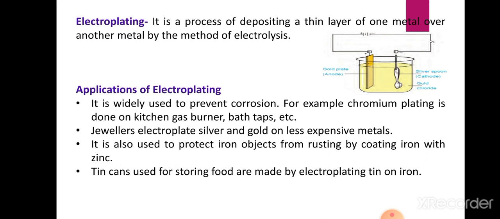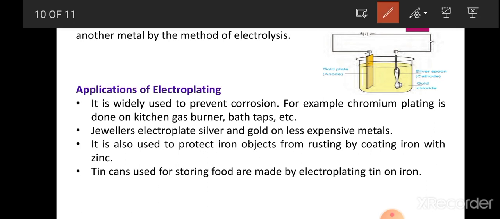the cheap metals are coated with precious metals like silver and gold just to make them look more attractive. And here the article to be electroplated is made the cathode. Here you can see the silver spoon, it is the cathode, and the metal which has to be deposited is made the anode. Here you can see the gold plate, it is the anode. And obviously the process is the same as we have seen in the purification of metals. So again, gold chloride is taken as the electrolytic solution.